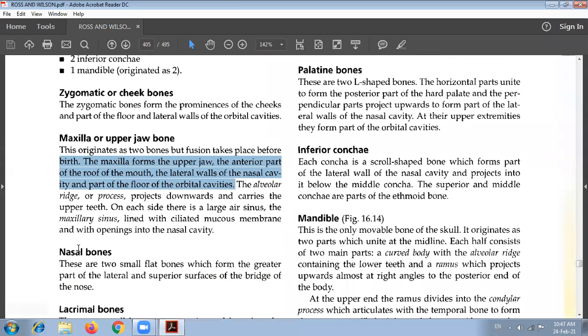It is nothing but the maxilla. The nasal bones: there are two small flat bones which form the greater part of the lateral and superior surfaces of the bridge of the nose.